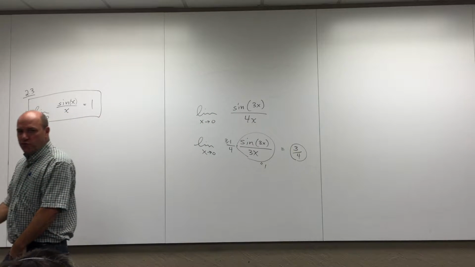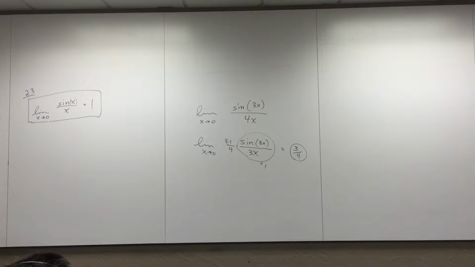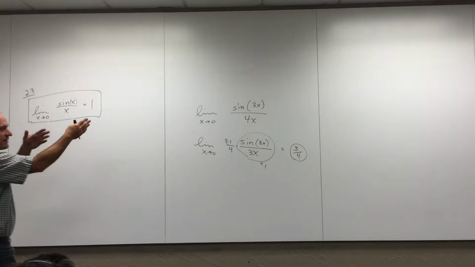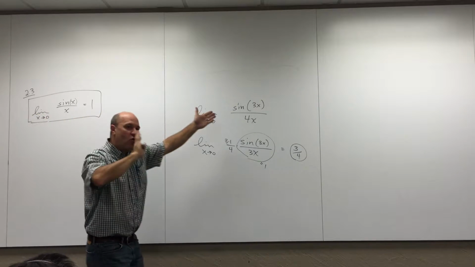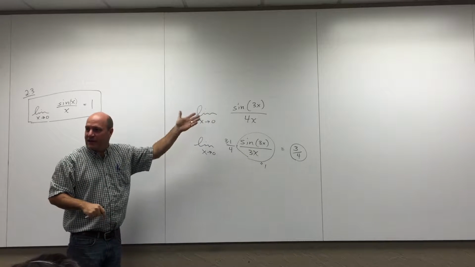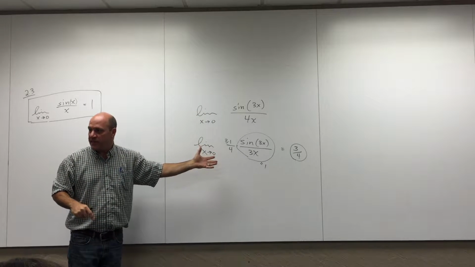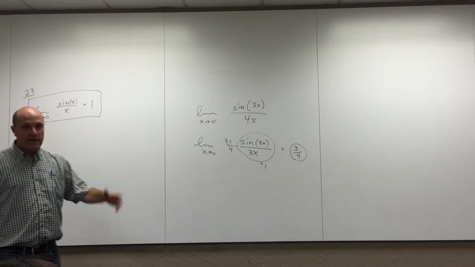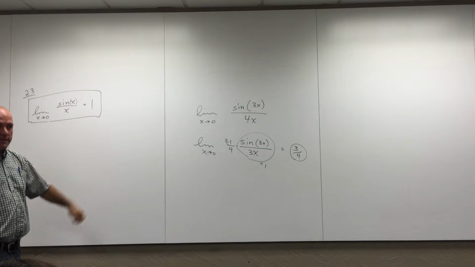And I'm using the theorem. Manipulating what was given to me. What was given to me didn't quite fit the theorem. I did a little algebraic manipulation to fit the theorem, and then it's easy, I think. You use the fact that that's a 1.